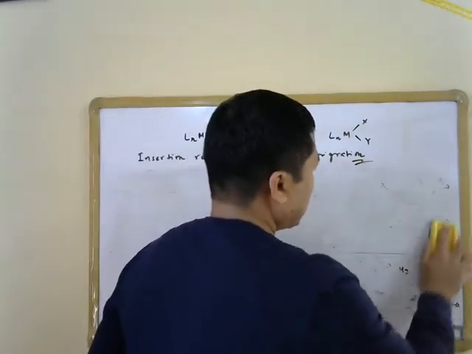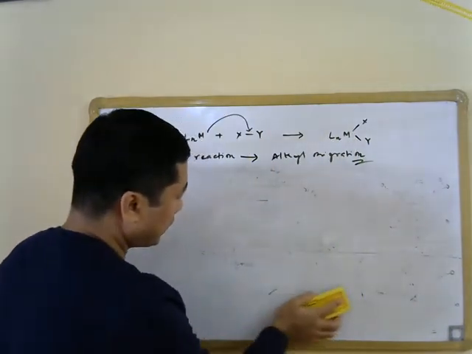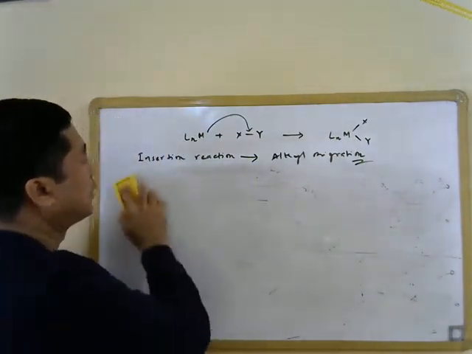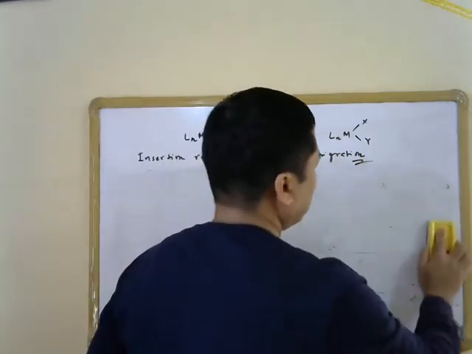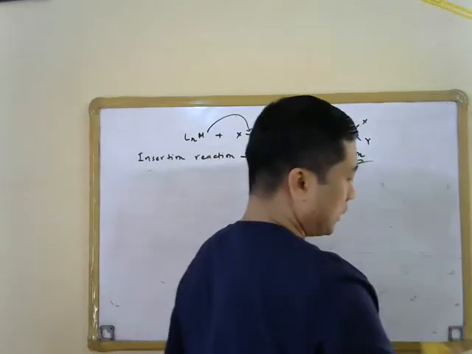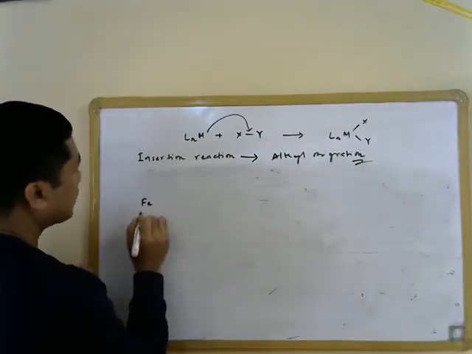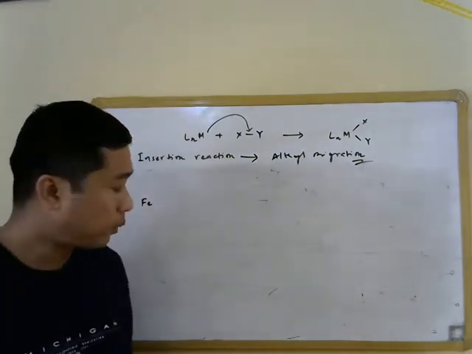Now let us look at another one of these insertion reactions, where we again obtain the evidence of alkyl migration instead of CO insertion reaction. In this case, one starts with a chiral complex.